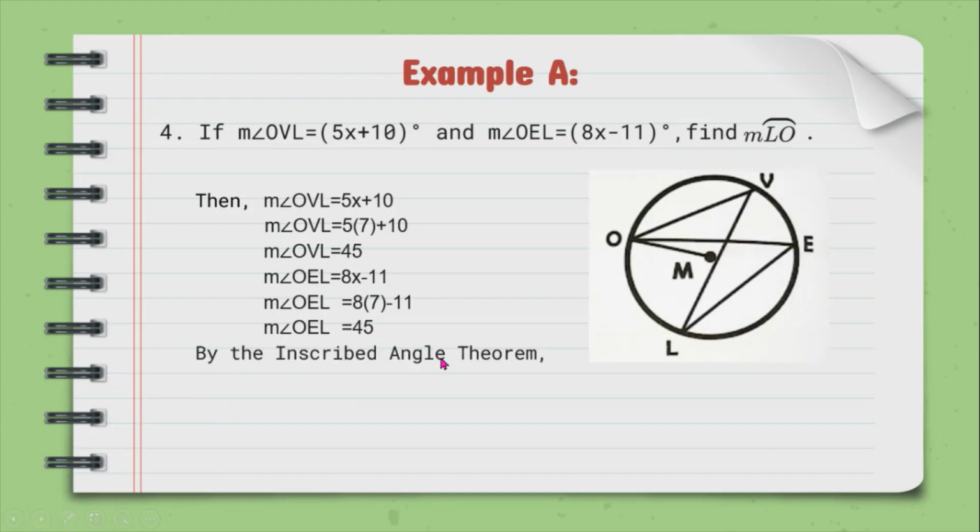And by the inscribed angle theorem, the measure of this OVL is 1/2 of this intercepted arc LO. So that means that this arc LO is twice this angle OVL. So by substitution, 2 times the measure of OVL, which is 45 degrees, the measure now of this arc LO is 90 degrees.